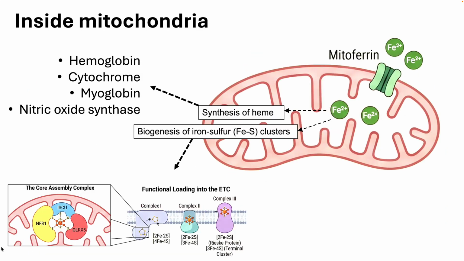Now iron is used in mitochondria for making heme and iron-sulfur clusters. Mitochondria use a specialized transporter located on the inner membrane called mitoferrins to transport the ferrous ions inside the mitochondria. We'll not go into the details of heme synthesis, but know that this is very crucial for making oxygen-carrying molecules like hemoglobin, myoglobin, and components of the electron transport chain and nitric oxide synthase. Cells cannot survive without this process. Similarly, without iron-sulfur clusters, the electron transport chain cannot work.